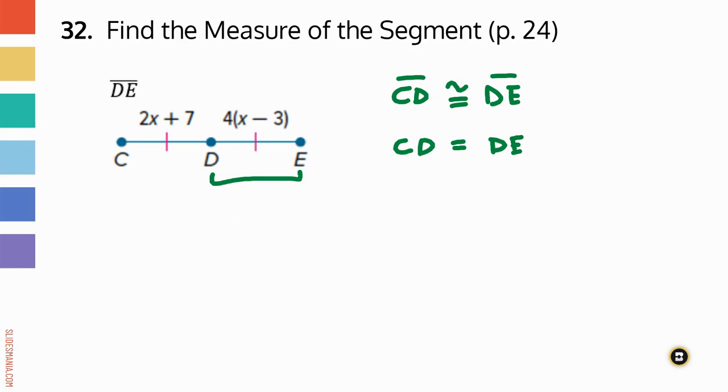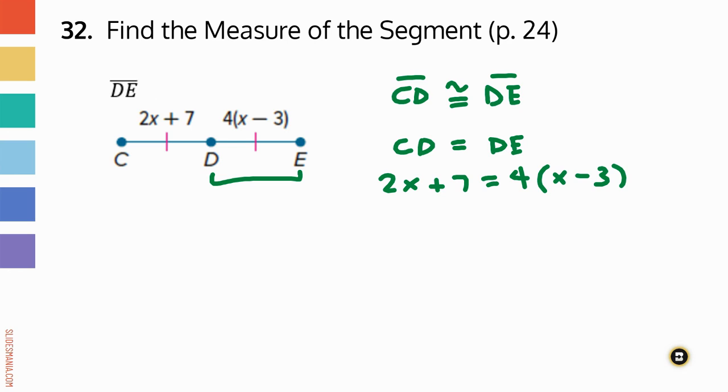So I'm going to take what I know about CD. So I know CD is 2x plus 7. And I'm going to set it equal to DE. And I know DE is 4 times the quantity x minus 3. Okay, so now we're going to solve these equations.